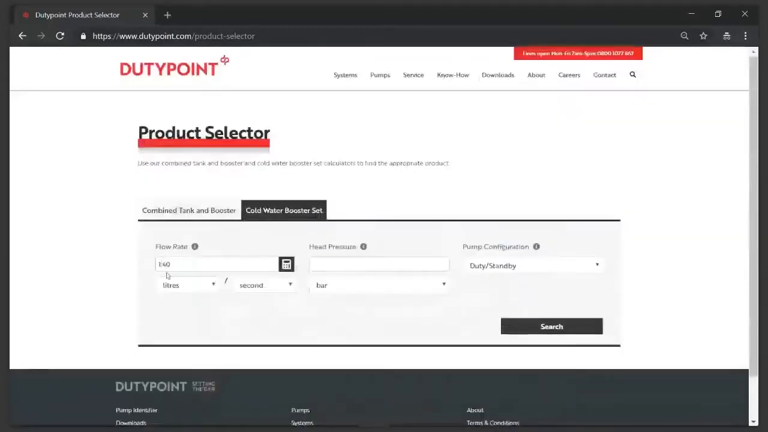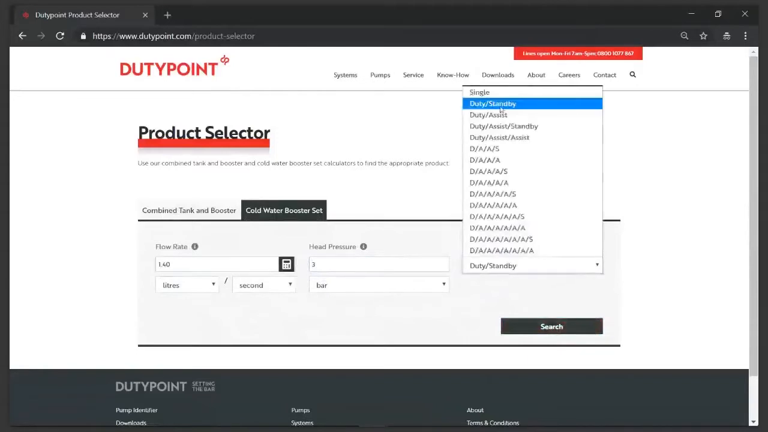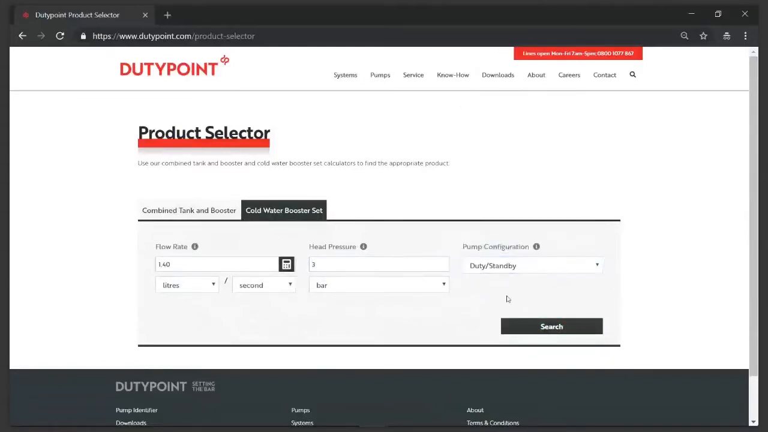And then I'm just going to assume it's a fairly standard, maybe single or double story building. So 3 bar pressure would be sufficient. And then I've selected my duty standby because, particularly for a school, you'd want to have that backup there in case of a first pump failing. You'd want to have a standby pump typically, just for that backup.